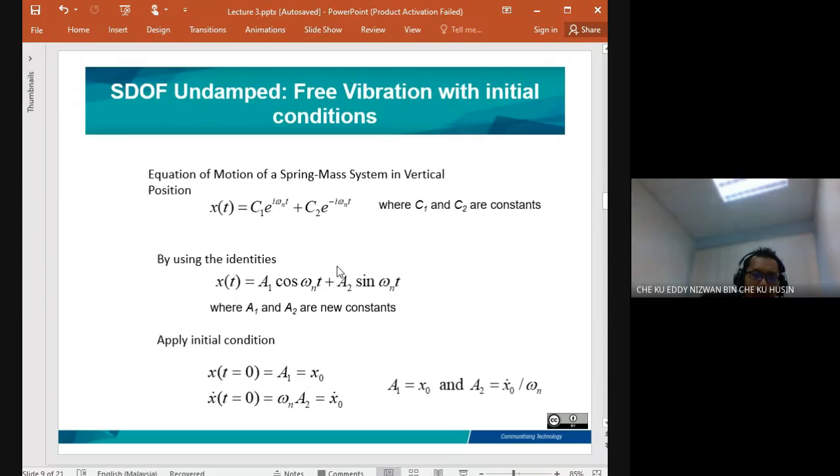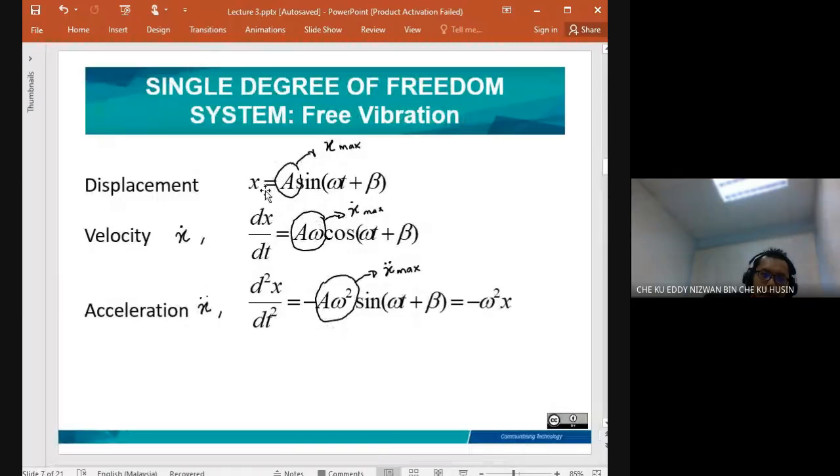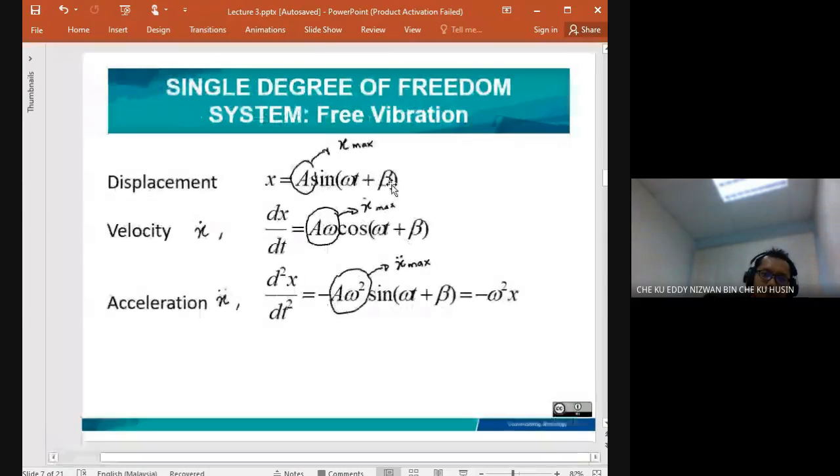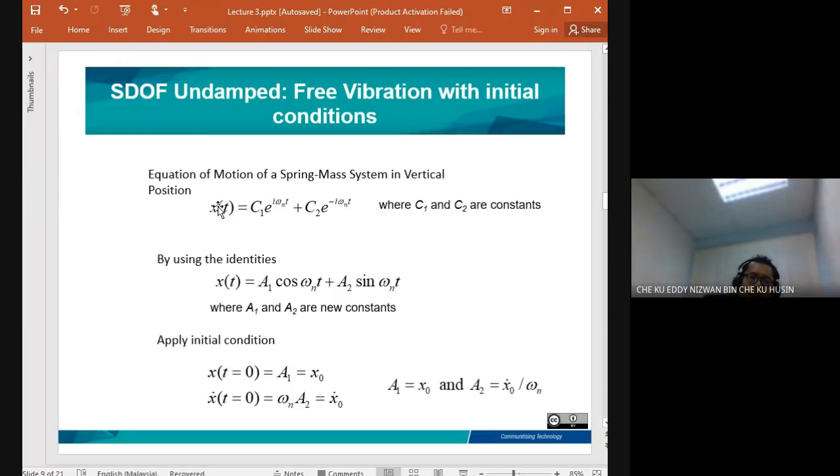So the equation of motion of the spring mass system in the vertical can be represented in this form. Actually, this is the same sinusoidal function, A sine omega t plus beta, the same equation, which is equivalent. This form or this form, the same form actually. The first equation has the phase angle, but this equation doesn't have the phase angle, but it has sine and cos at the same time. In actual, it still represents the same equation if you plot.